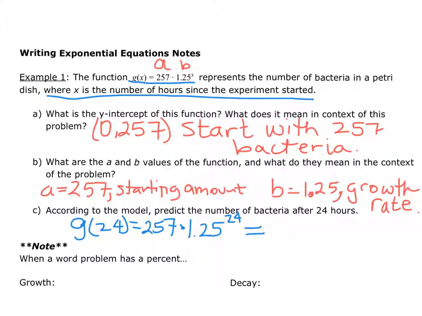All right, so can y'all help me with that? What is that? So I'm gonna use your calculator. What's 257 times 1.25 to the 24th power? I got 54,421.9. So 54,421.9 bacteria.